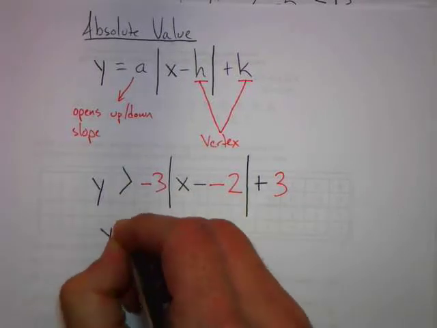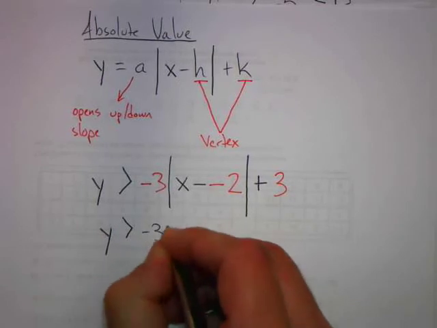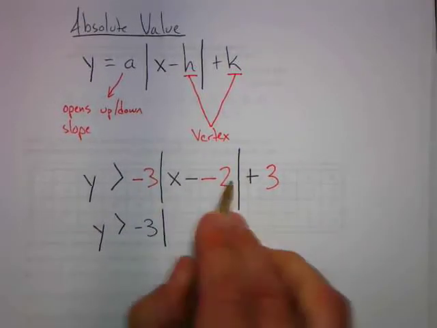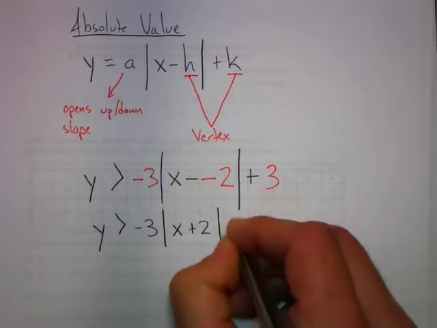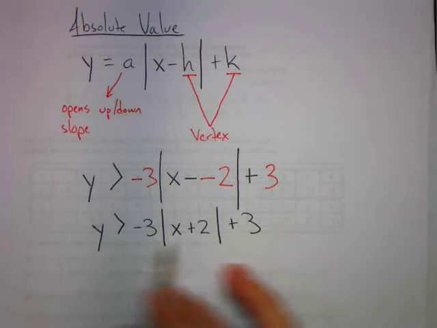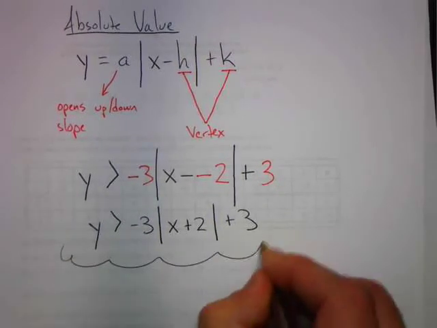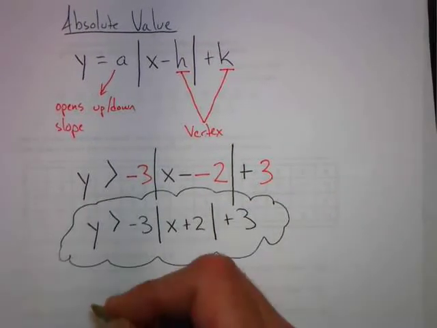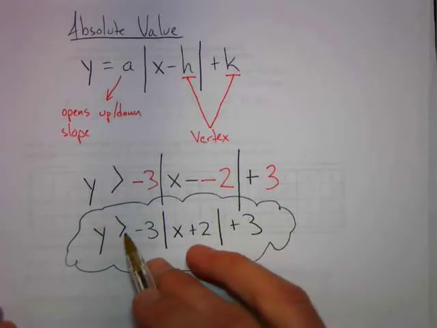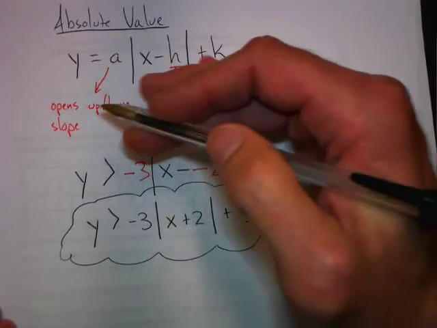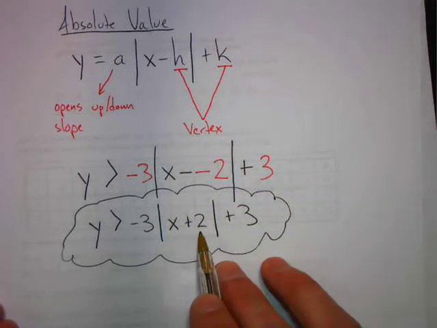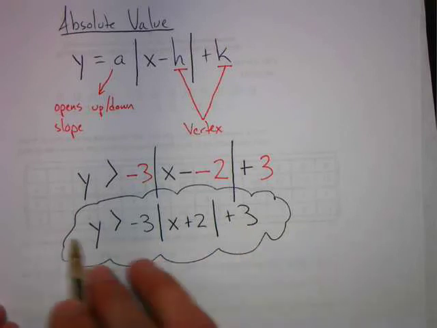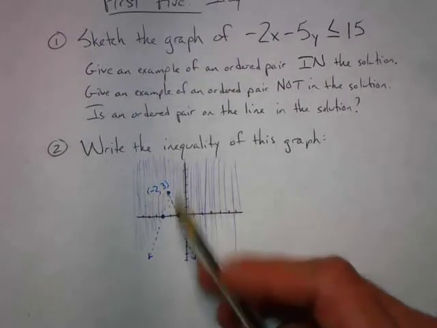So we have y is greater than, the negative 3 stays the same. It's the x minus negative 2 bit that looks all funky. We're going to clean that up. And then we have the plus 3 there. And that is the inequality of that graph we saw. It's a dotted line. It's shading up. The a is negative 3. It's opening down with a slope of negative 3. The vertex is at negative 2, positive 3. We can tell this by looking here, and it reflects what we saw in our graph.